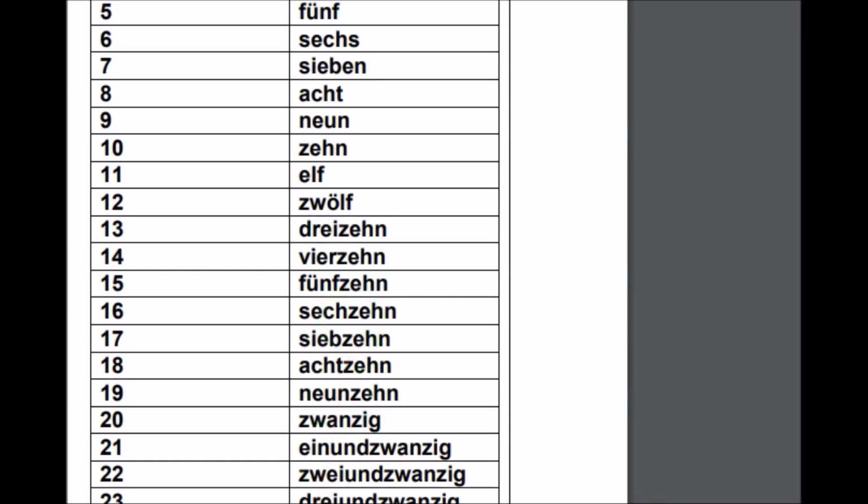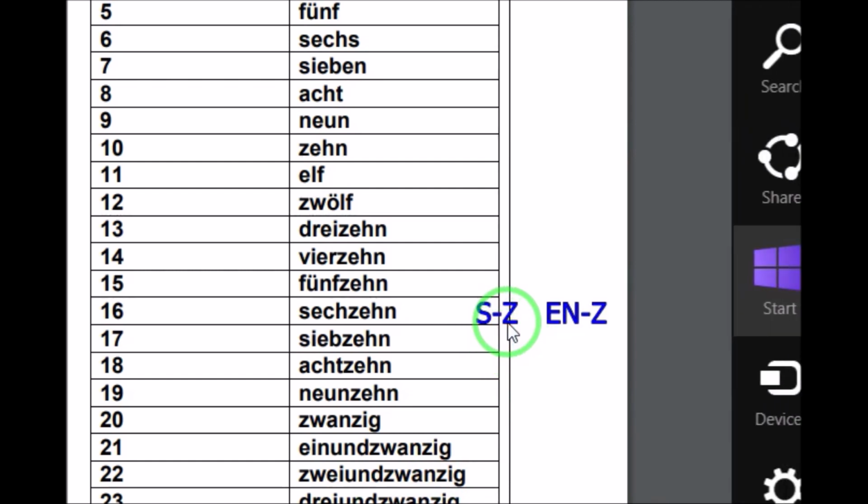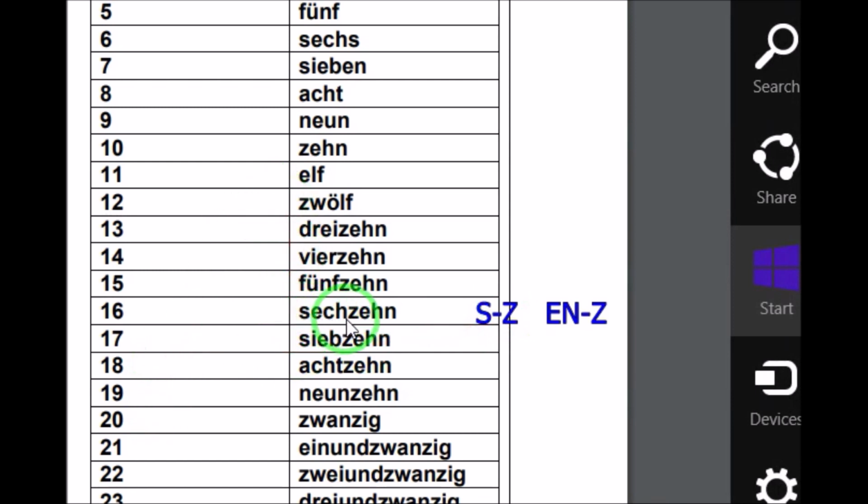I'll just write here so that you'll understand. So this is the rule that S and Z cannot be written together. That's why in 16 the S is eliminated and it is written as sechzehn, because the rule says that S and Z cannot be written together. Even for 17, this is the same case. They have written siebzehn. The second rule is that EN and Z cannot be written together. That's why here EN is eliminated, so the pronunciation becomes siebzehn.